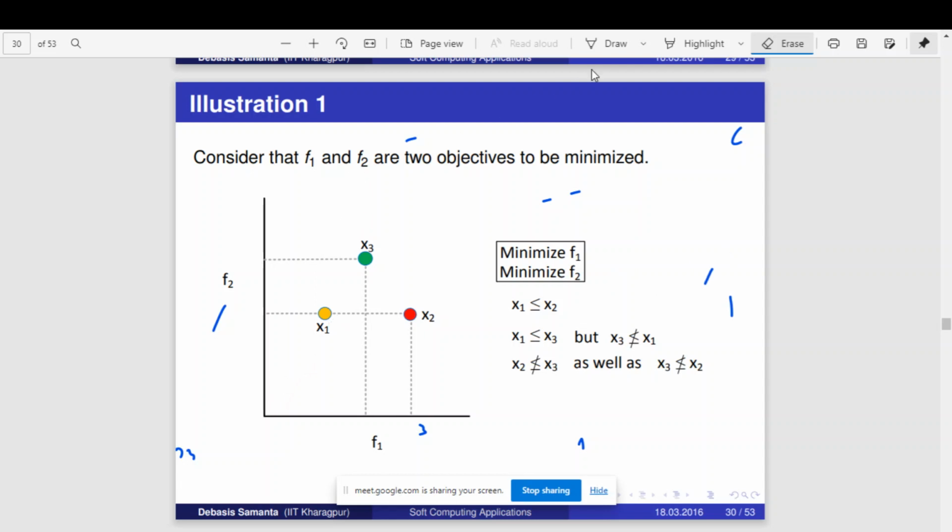So here we have only two objective functions, and our objective is to minimize. Minimizing f1 means bringing the point towards the left. Minimizing f2 means bringing the point down. So when you compare this point x1 with this point x3, it is down when compared with x3, and also it is to the left when compared to x3. So both ways it is satisfying. So surely x1 is dominating x3.